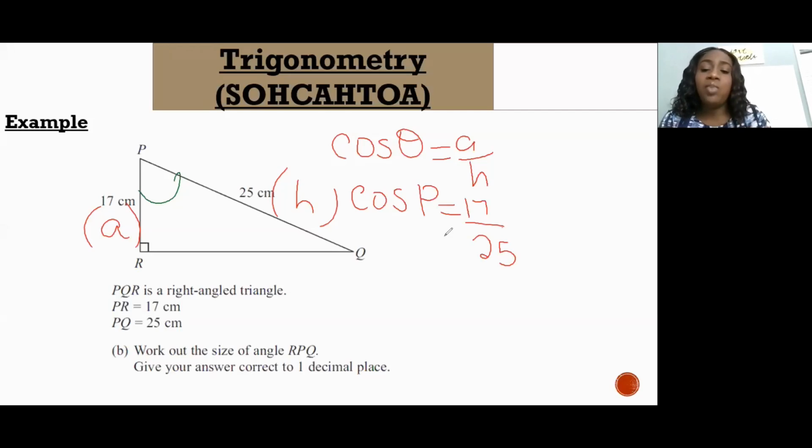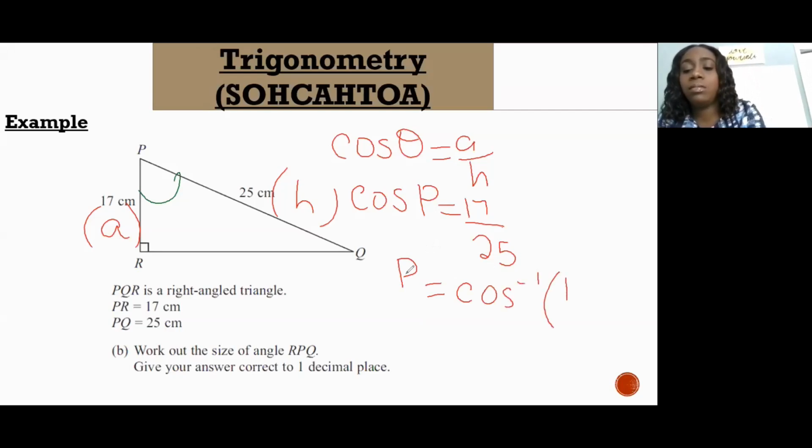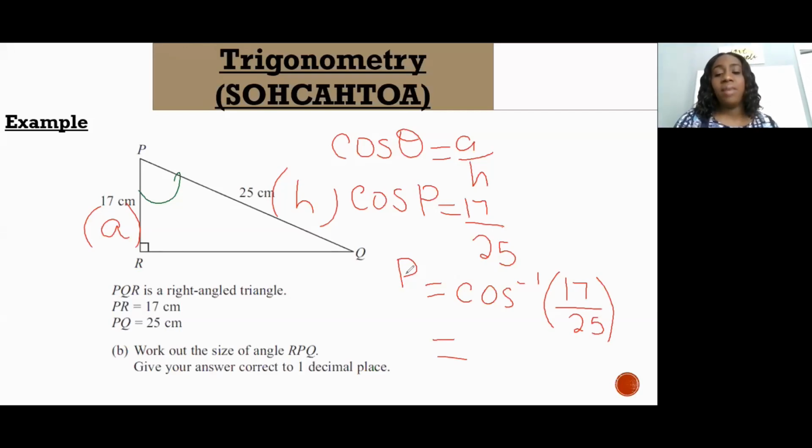When you are solving, you perform the opposite operation on the opposite side, so you can isolate P. The opposite of cosine would be cosine inverse. So the cosine inverse of 17 divided by 25.